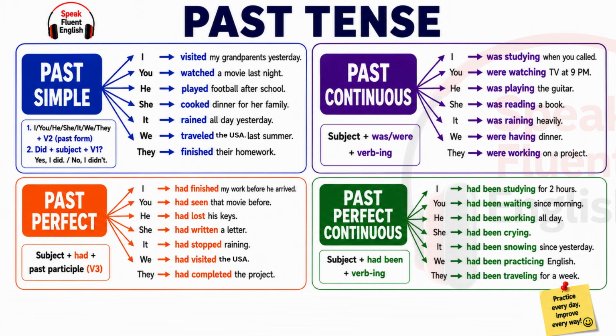Past perfect continuous. Finally, we'll learn the past perfect continuous. We use this tense to describe an action that had been continuing for a period of time before another moment in the past. For example, I had been studying for 2 hours.